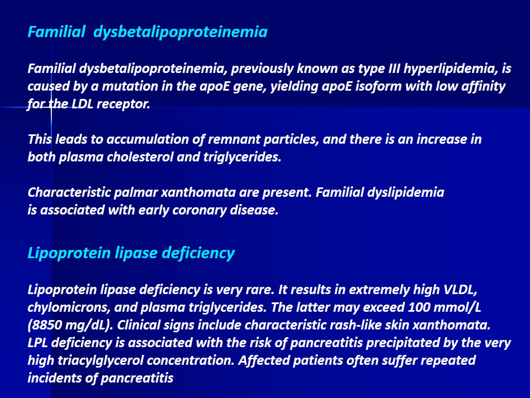Familial dysbetalipoproteinemia. Familial dysbetalipoproteinemia, previously known as type 3 hyperlipidemia, is caused by a mutation in the ApoE gene, yielding an ApoE isoform with low affinity for the LDL receptor. This leads to accumulation of remnant particles, and there is an increase in both plasma cholesterol and triglyceride. Characteristic palmar xanthomata are present. Familial dysbetalipoproteinemia is associated with early coronary disease.